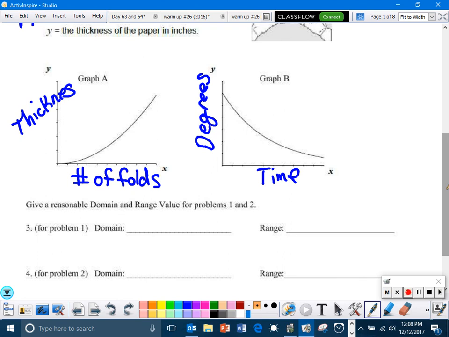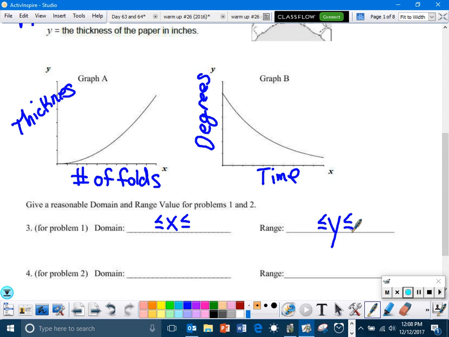All right, so what we're going to do in number 3 and 4 is give a reasonable domain and range value. So number 3 is going to go with the boiling water and the time, or the cooling kettle over time. So the domain, remember, is your X. So X is in the middle. The range, remember, is your Y, and Y is in the middle. So we're going to come up with some reasonable domain and range values.